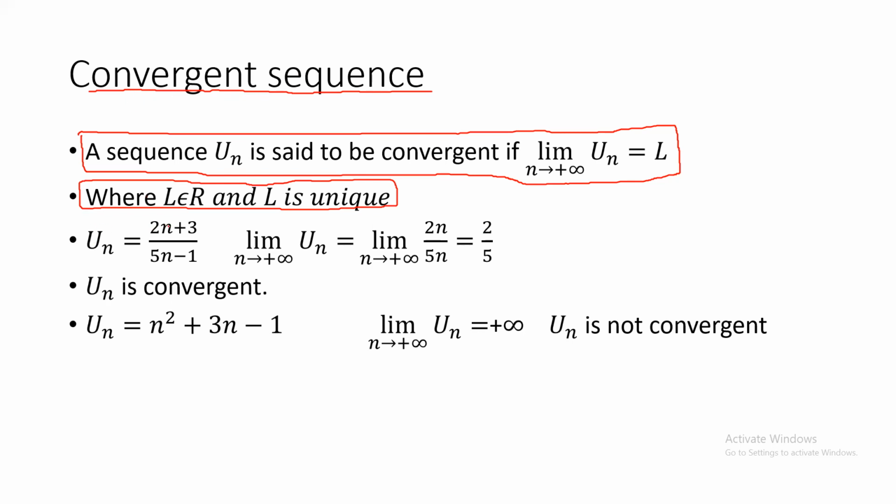For example, Un equal to n plus 3 over 5n minus 1. I want to check if Un is convergent or not. So the limit as n tends to plus infinity of Un. Since it is a fraction, it is equal to the limit of the highest power over the highest power, 2n over 5n. We simplify n with n, we get 2 over 5. So here 2 over 5 is like L, where L belongs to R and L is unique. I will explain what L unique means now. We get one value for L. Unique, we have to get a single value for L. So here we say Un is convergent.